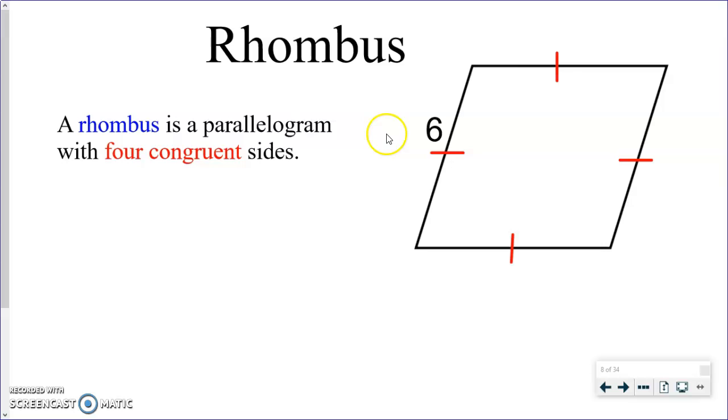Okay. Rhombuses are a type of parallelogram, and one of the things that is special about them is that all four sides are the same length. It still has all the other properties that parallelograms have, but it's a special kind where all four sides are congruent. It does have some other properties, but that's the definition of a rhombus. So if one side is 6, all of them are 6.